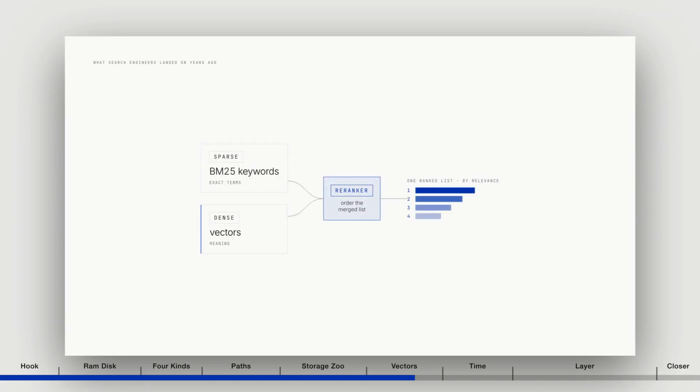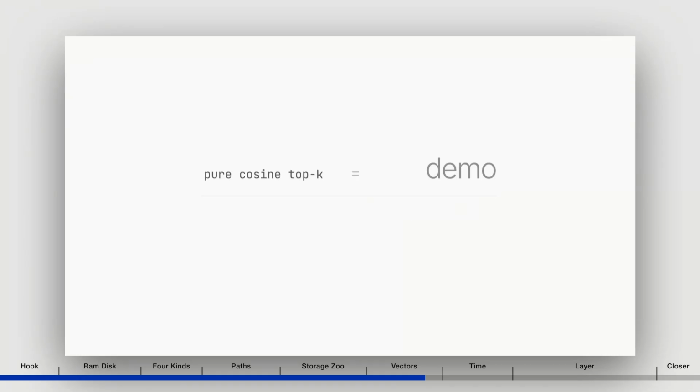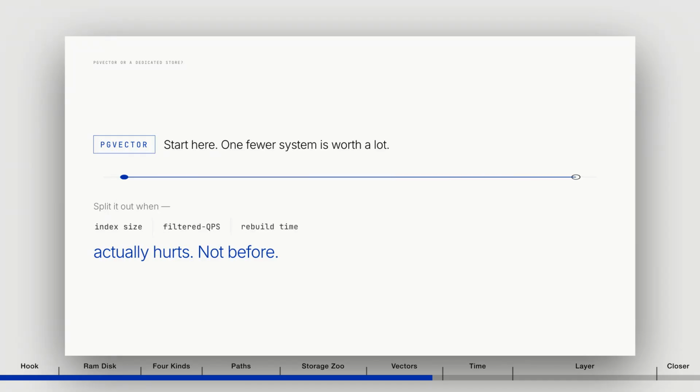Hybrid retrieval. Sparse keywords for exact terms. Dense vectors for meaning. And a re-ranker to order the merged list. Pure cosine top K is a demo. Hybrid plus re-rank is production. pgvector, or a dedicated store? Start with pgvector. One fewer system is worth a lot. Split it out when index size or filtered search load actually hurts.